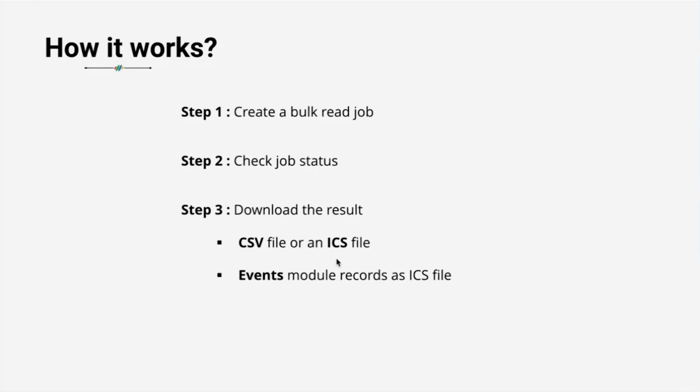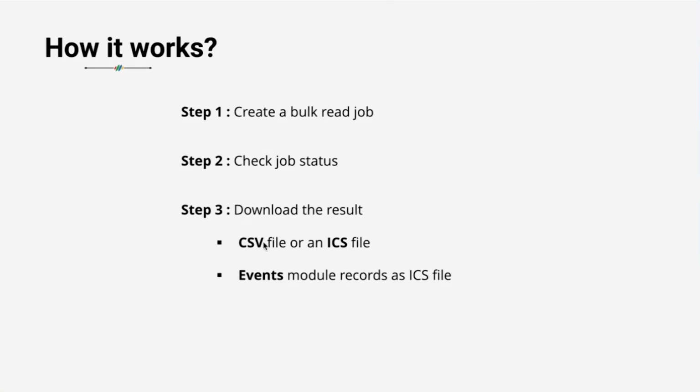Because this is an asynchronous API, a job will be scheduled. So you could use the check job status API to check the status of the job, whether the job is completed, still in progress, or has failed. And once the job is completed successfully, you would get a download link. So you get a download URL, and using the download URL, you can download the zip file.